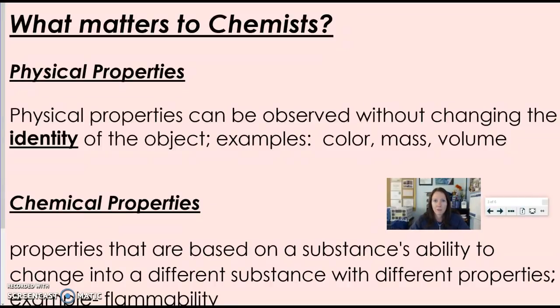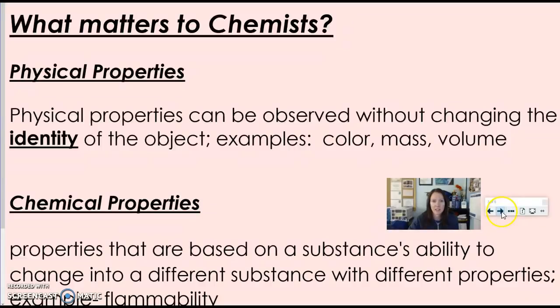Another really familiar one to us would be flammability. If something burns when you light it on fire, it is considered flammable, and that is a chemical property because it changes what it is. When you're done burning something like wood, it is not wood anymore, right? You've changed it chemically into a new substance.